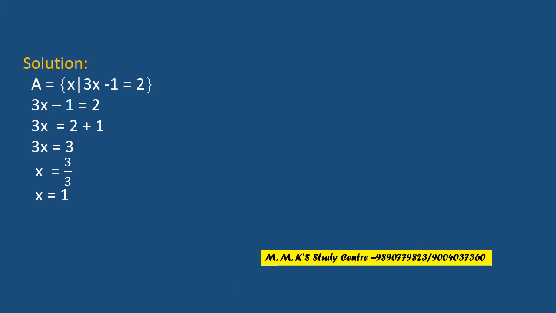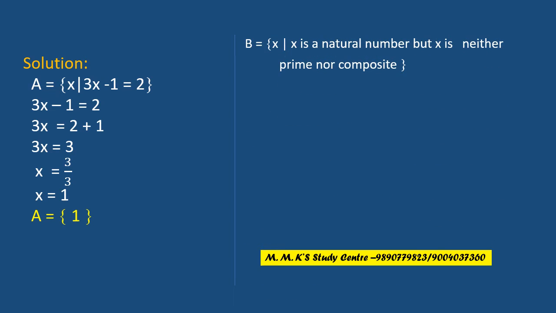Okay children, now we'll see set B. Set B is given to us. Now here they are asking to write down a number which is not a prime and not a composite. So the smallest prime number is 2. And before that, 1 comes. 1 is not a prime number and not a composite number. So your answer is B is equal to {1}. Means B has an element 1.